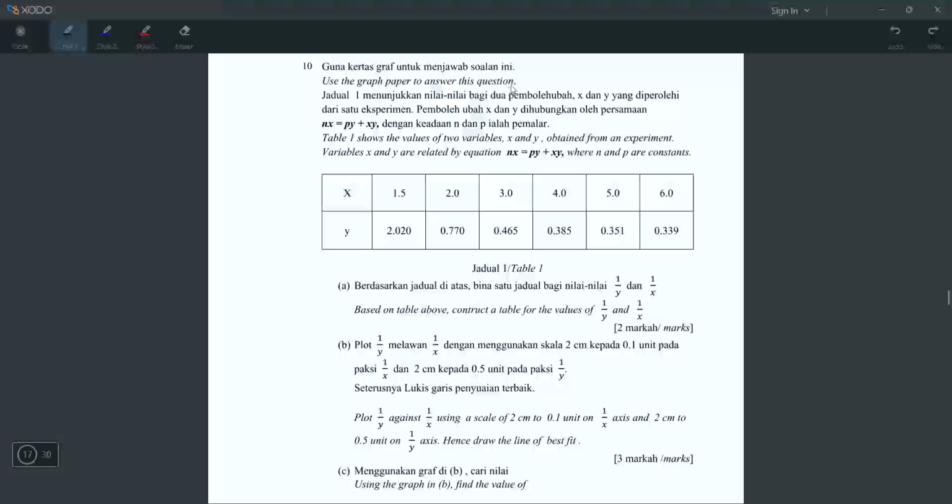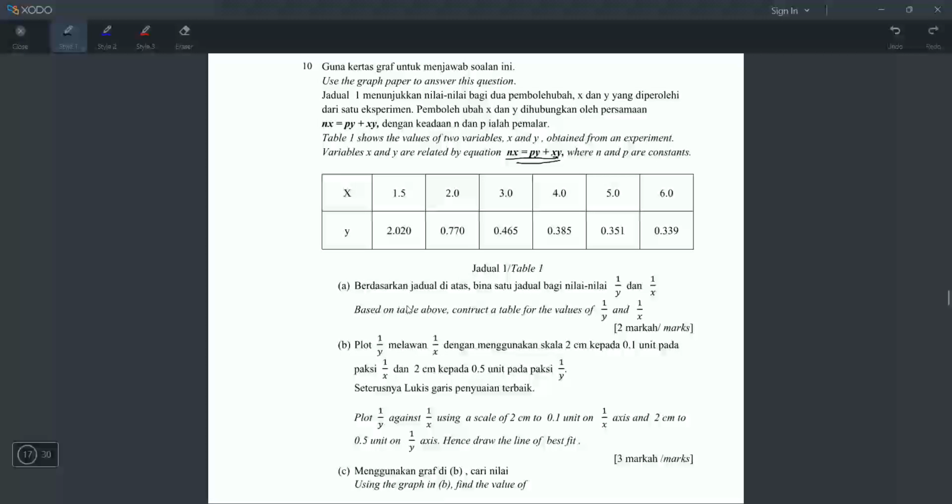So use the graph paper to answer this question. Table 1 shows the values of two variables, x and y, okay? And then they say, obtained from an experiment, variables x and y are related by this equation, where n and p are constants. So the first thing I have to do is change this equation to the linear form, even though the question never asked me to do it.